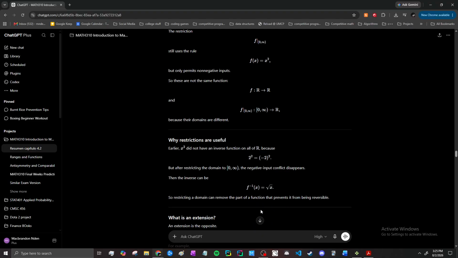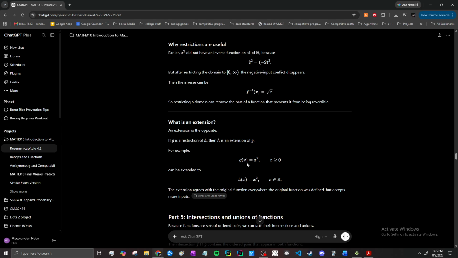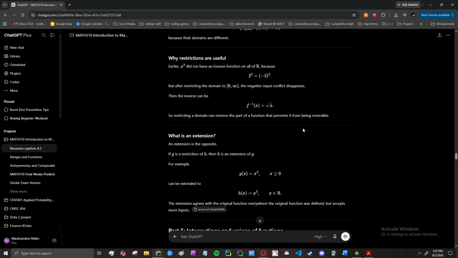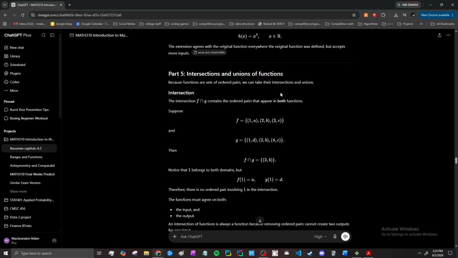I see, because their domains are different. Why are restrictions useful? Earlier, x squared did not have an inverse, but with the restriction, now the inverse can exist. Okay, I get it now. Okay, so here's how our restriction functions work, and now intersections and unions.